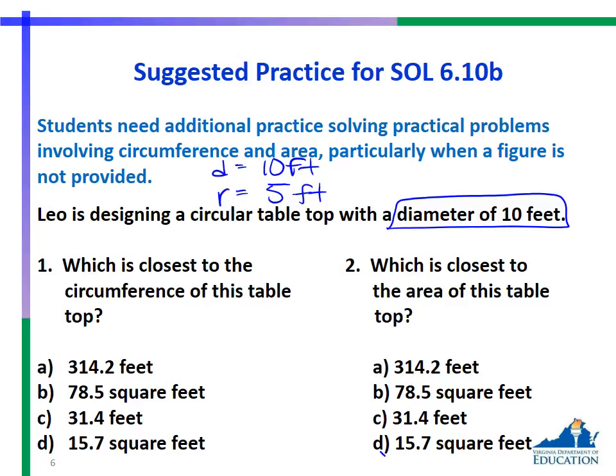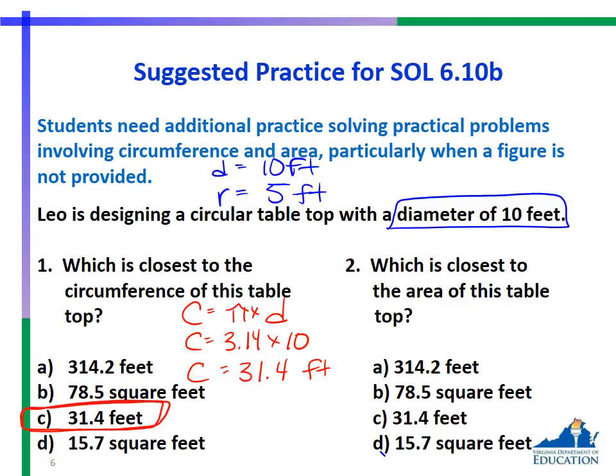So our next step, number 1, which is the closest to the circumference of the tabletop? So the circumference is pi times diameter. So I can say the circumference is equal to 3.14 times 10. So the circumference is going to be somewhere around 31.4 feet. So what I'm going to do is I'm going to go ahead and make sure that I double check and I circle the correct answer of 31.4 feet.